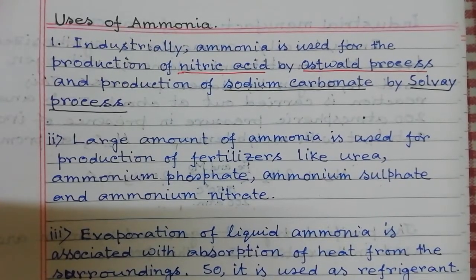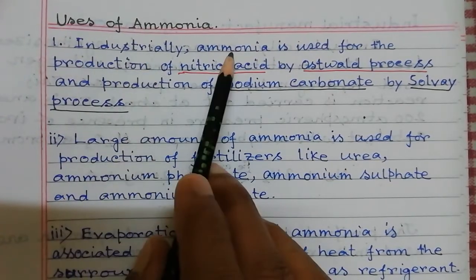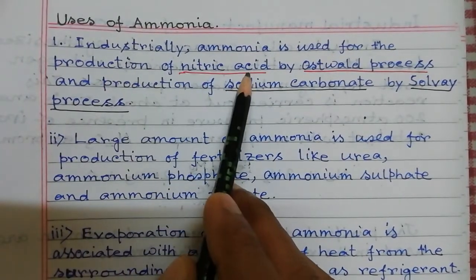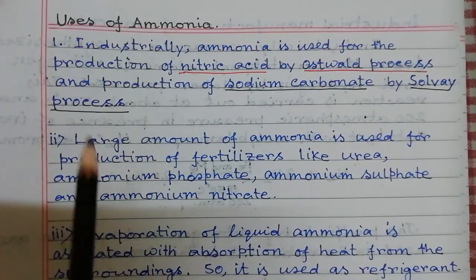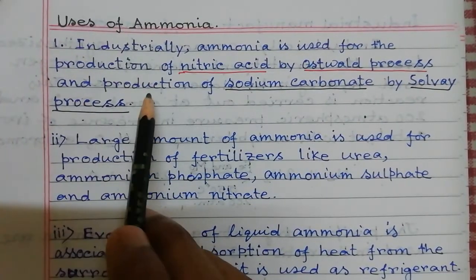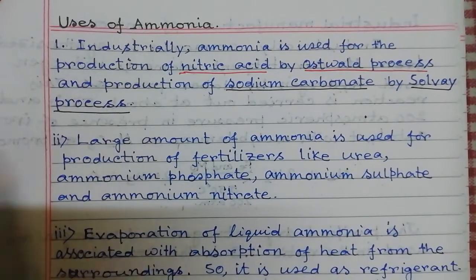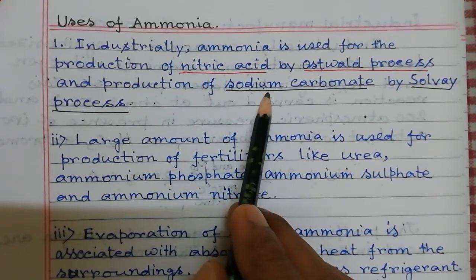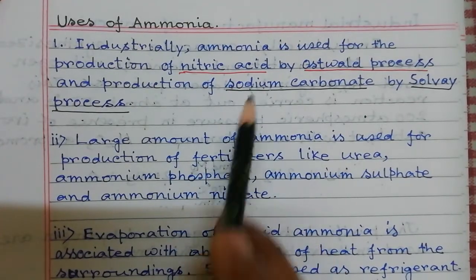Thank you. Today I will discuss the uses of ammonia. Industrially, ammonia is used for the production of nitric acid by the Ostwald process, and secondly for the production of sodium carbonate by the sulfate process. And these two are very important substances in our chemical laboratory.